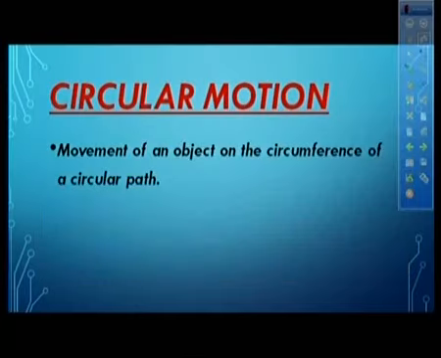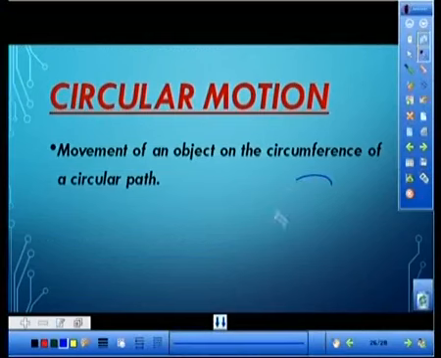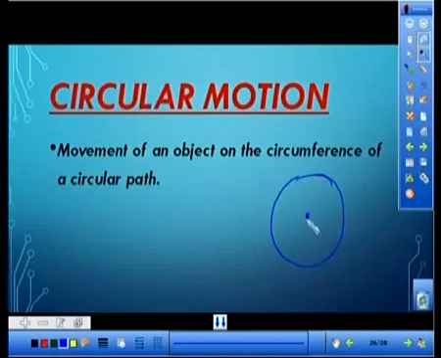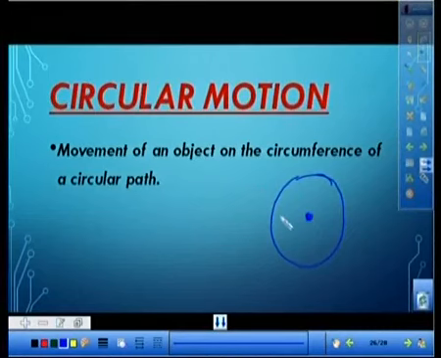Now comes our topic, circular motion. Movement of an object on the circumference of a circle is circular motion. If something moves on the circumference of any circular path, we say that it is circular motion around a fixed point. Right? If I say that the object is here, then its velocity is along this side. If the object is here, its velocity is along this side. You must have heard a word in your earlier classes: tangent.